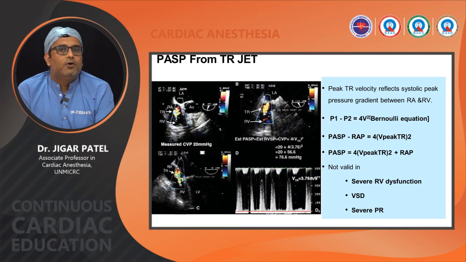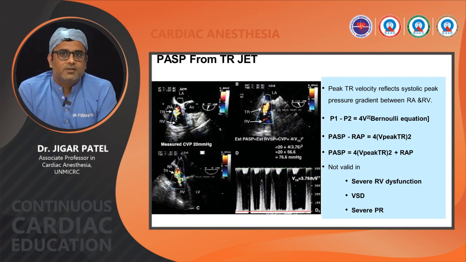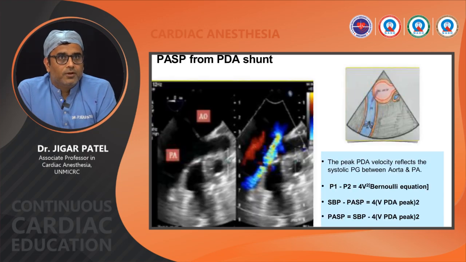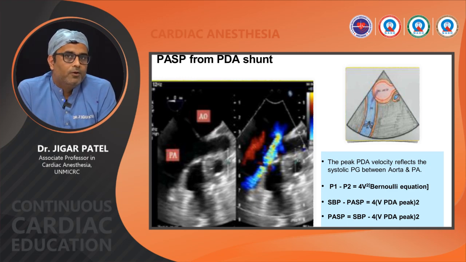So this equation is not valid in case of severe RV dysfunction and VSD or severe PR. You can also measure pulmonary artery systolic pressure from a PDA shunt. Here you have to measure peak PDA velocity between aorta and PA. This peak PDA velocity by continuous wave reflects the systolic pressure gradient between the high pressure chamber, aorta, and the low pressure chamber, PA.